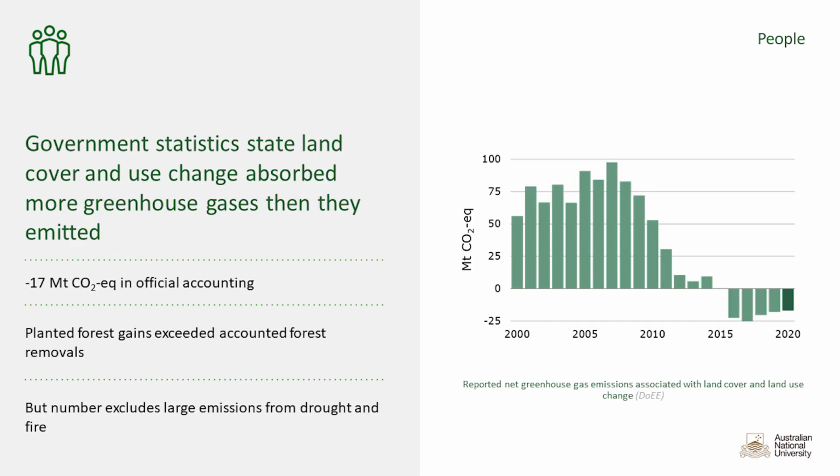Official government statistics state that land cover and land use change absorb more greenhouse gases than they emitted. Official accounting suggests that 17 megatons of CO2 equivalents was sequestered this way. That is because planted forest gains exceeded accounted forest removals. However, it's important to remember that that number excludes large emissions from drought and fire, for example.